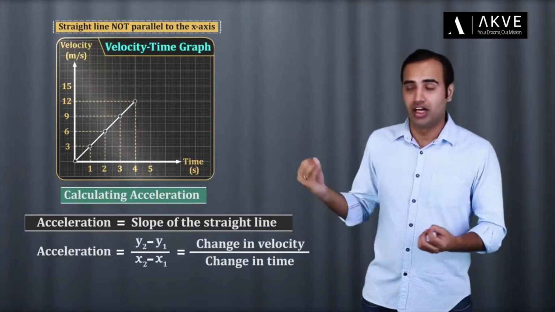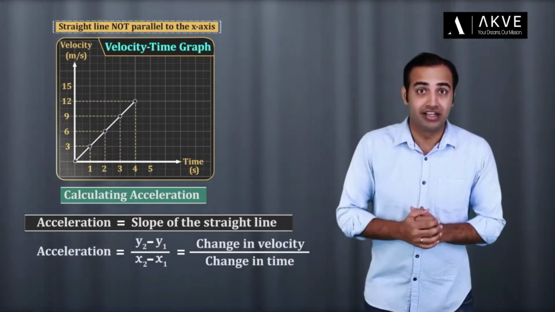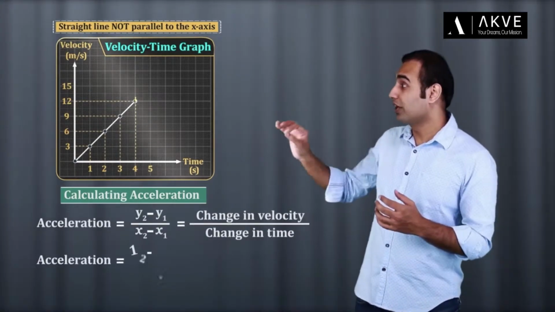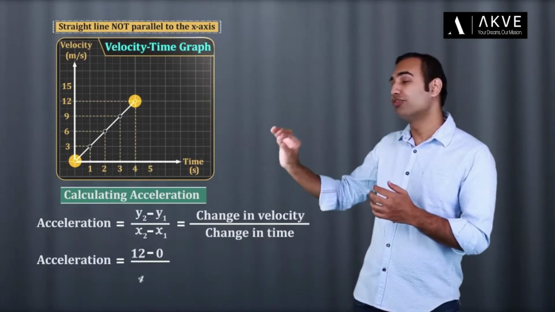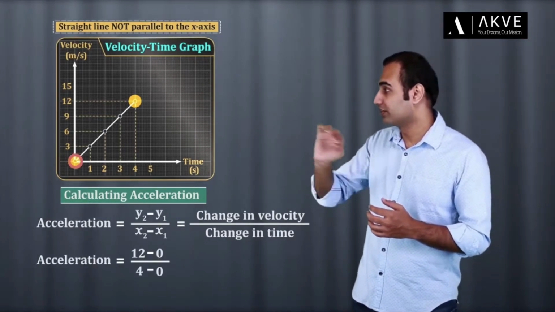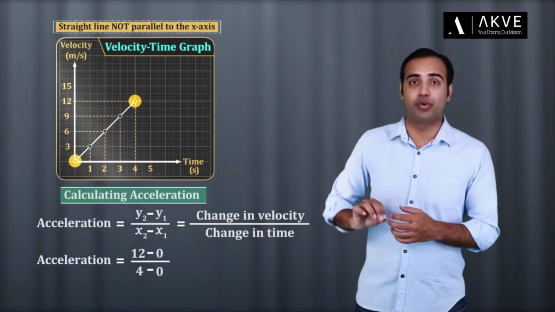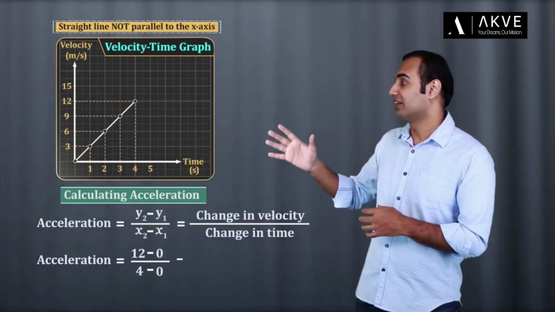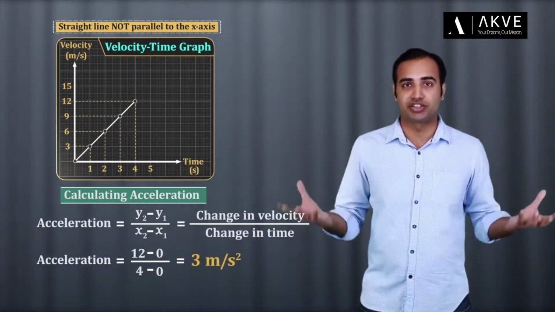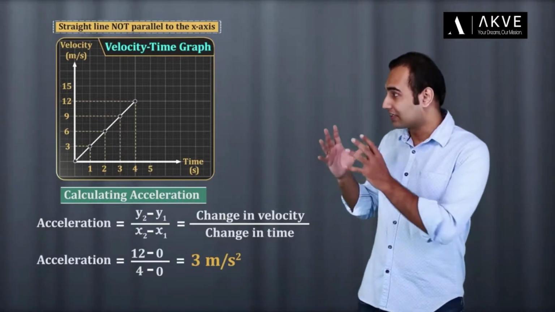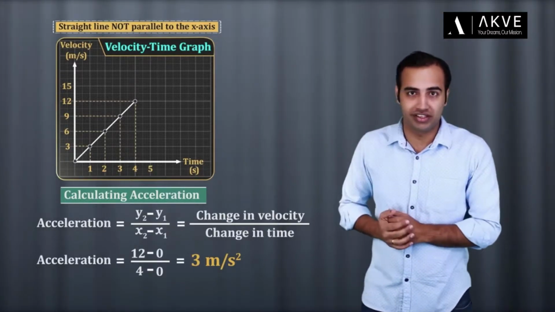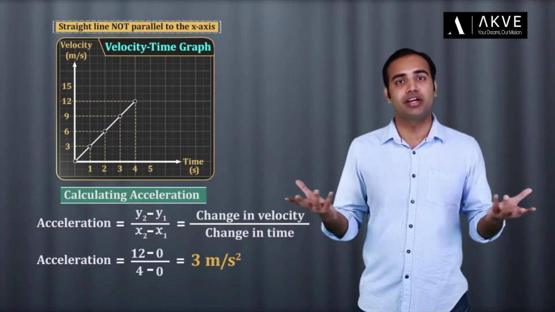Now in this particular example you can see that our acceleration comes out to be 12 minus 0 divided by 4 minus 0. I have taken the origin point and the topmost point in our plot. Now over here the answer comes out to be 3 meters per second square. So we can say that the acceleration of this object over here is nothing but 3 meters per second square.